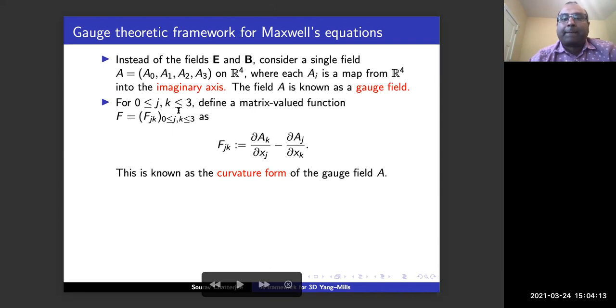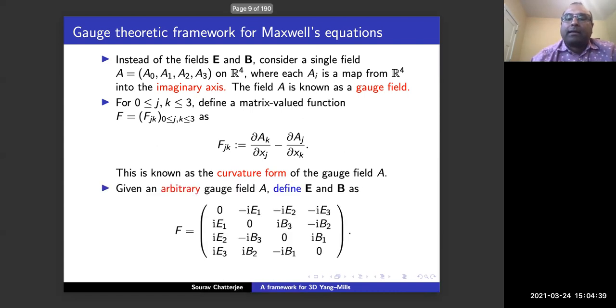Now, the gauge field defines a 4x4 matrix at each point of space-time as follows. The indices run from 0 to 3. F_jk is ∂A_k/∂x_j minus ∂A_j/∂x_k. This defines a 4x4 skew-symmetric matrix at each point of space-time. This is known as the curvature form of the gauge field.